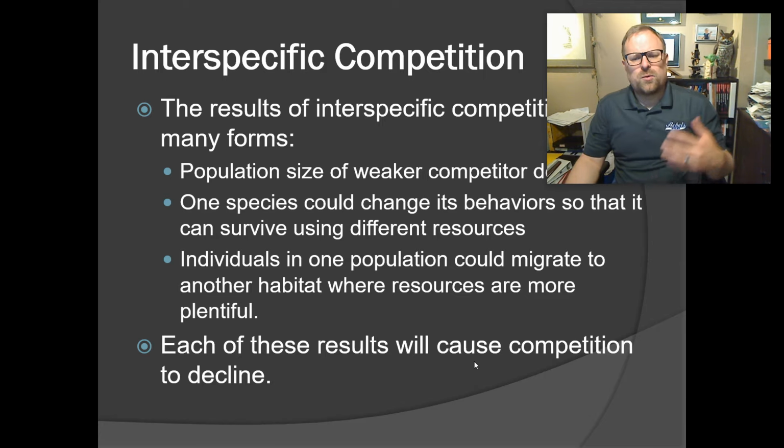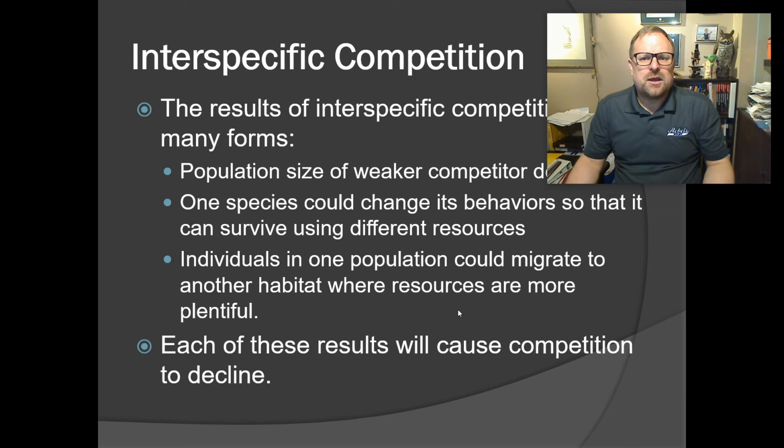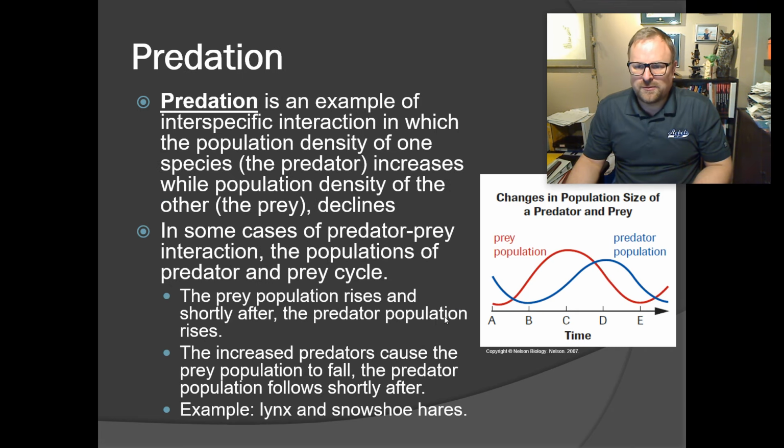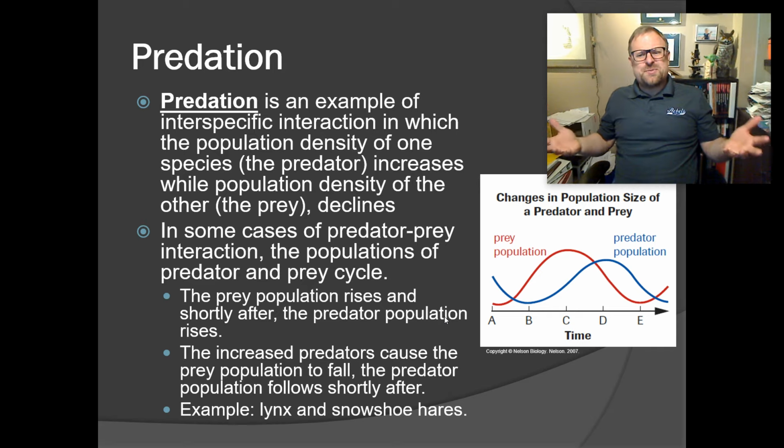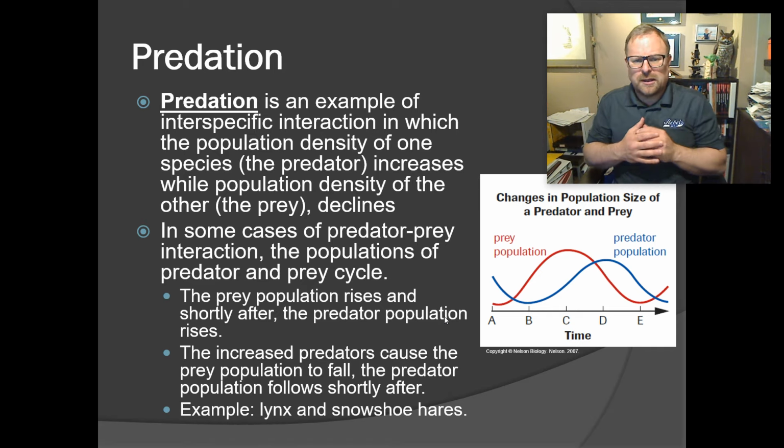So each of these will result in competition declining, and we want to avoid competition if organisms are meant to thrive. Okay, so that's interspecific competition. I hope it kind of makes sense when we're describing a community.